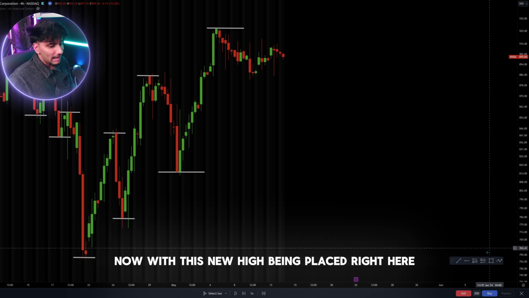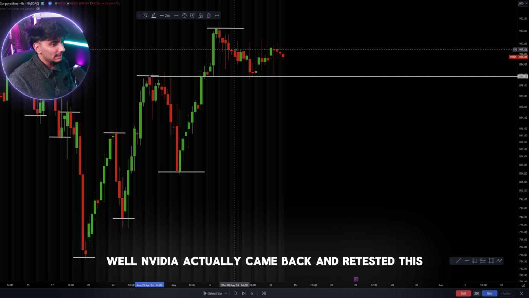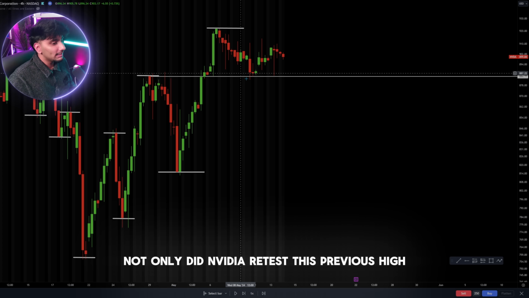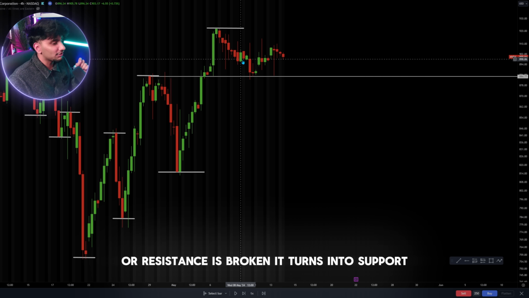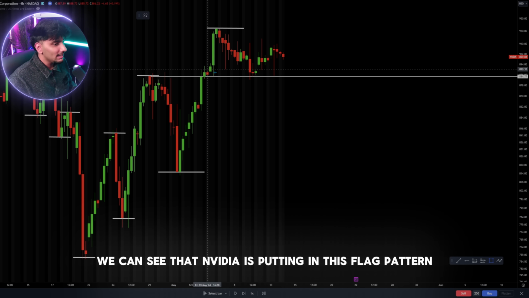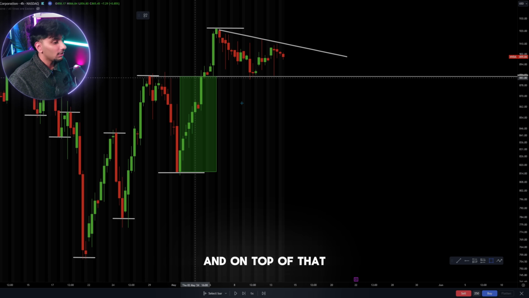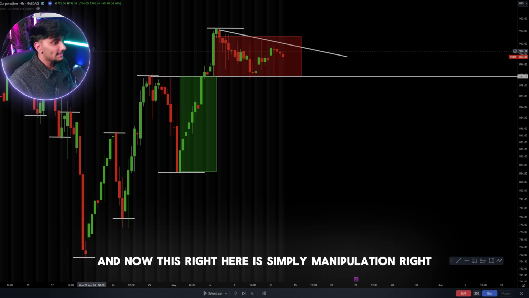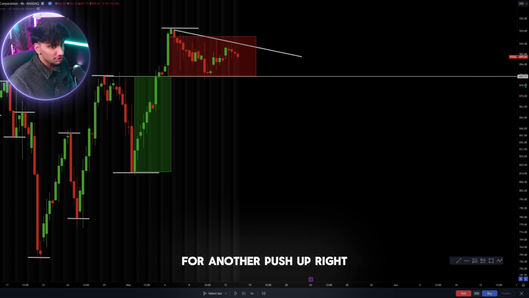Now, with this new high being placed right here, another thing I see is you guys see this previous higher low. Well, Nvidia actually came back and retested this on the higher time frame as well. Not only did Nvidia retest this previous high, and what happens when a previous high or resistance is broken, it turns into support. So not only did it do that, but at the same time, we can see that Nvidia is putting in this flag pattern right here on the 4-hour time frame. And on top of that, we can see we have the accumulation right here. And now this right here is simply manipulation, right? It's where we need to be consolidating for a little while for another push up, right?